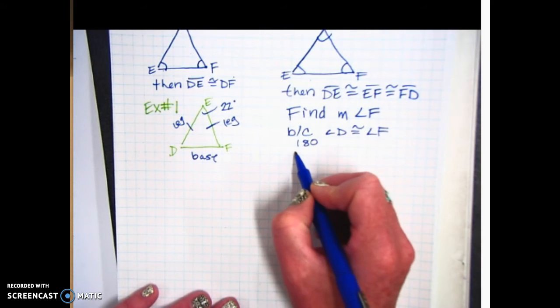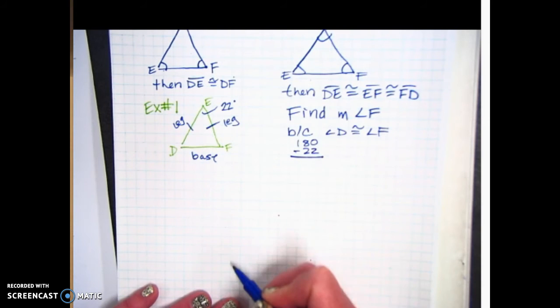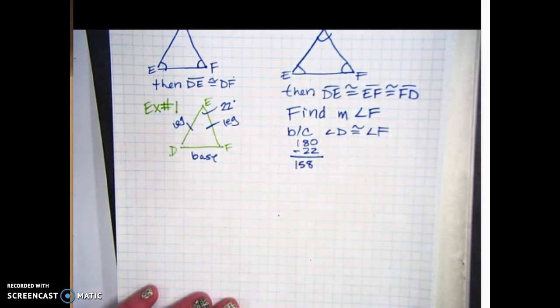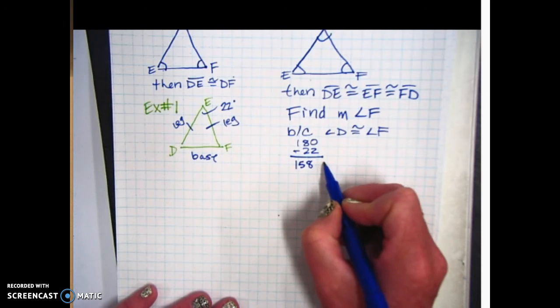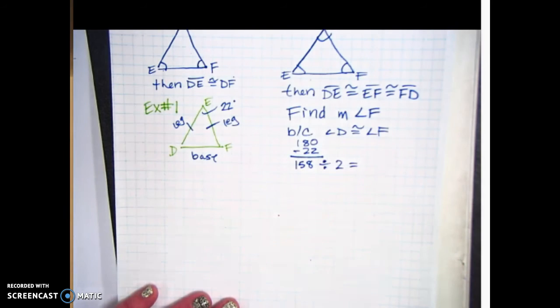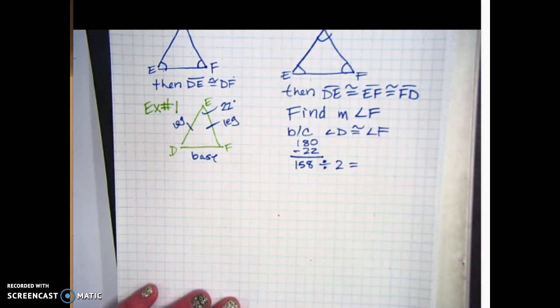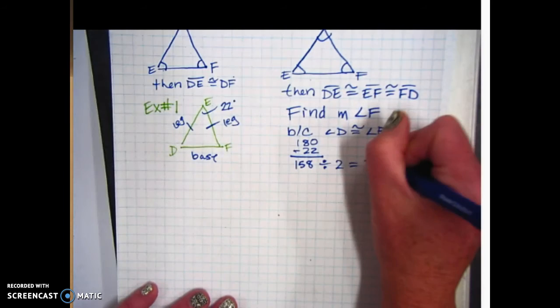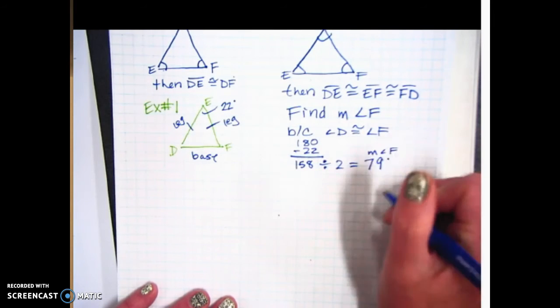angle that we know, that 22. We should have 158 left, and we do what with that number? We then split it, which means divide by 2. So if you take 158 on your calculator, divide it by 2, you should get 79, okay? That's the measure of angle F.